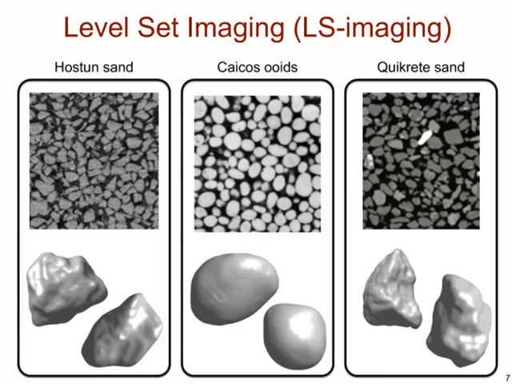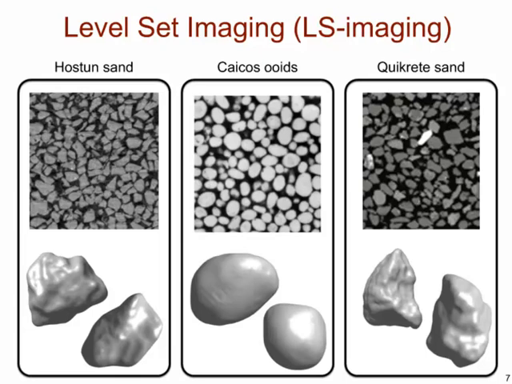You can see that they range in angularity. So we have the classic Houston sand, Caicos ooids that are more rounded sand particles, and then the classic Quikrete sand as well. And you can see that the bottom images are not pictures. Those are level set representations, or mathematical representations, of these shapes. And so at this point, those particles that have the full resolution that you had in your images have exact representation ready to be implemented in that discrete element model.